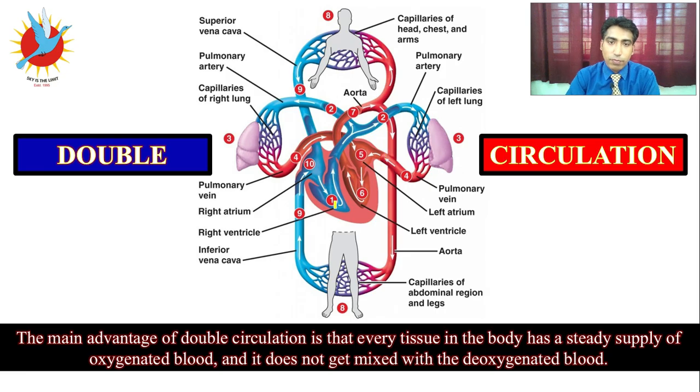We will start from label 1. Label 1 is the right ventricle. As you already know, the right ventricle is filled with the deoxygenated blood. That is why the same area is marked with the blue color. This deoxygenated blood from the right ventricle passes on to both lungs through the second marking, which is the pulmonary artery. The pulmonary artery carries this deoxygenated blood to the lungs for oxygenation.